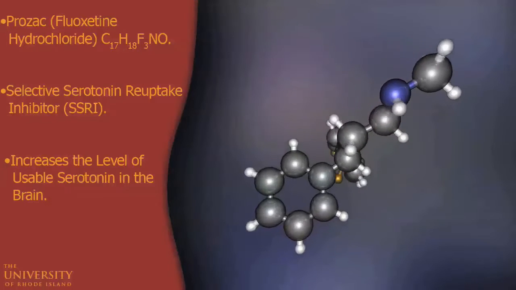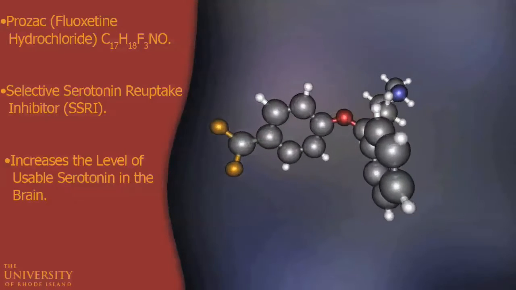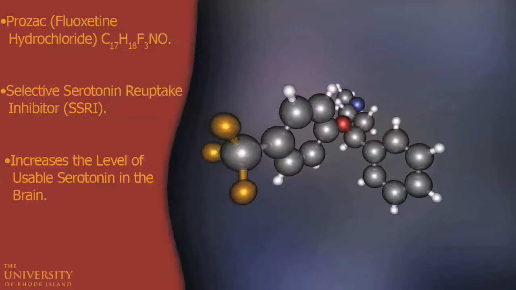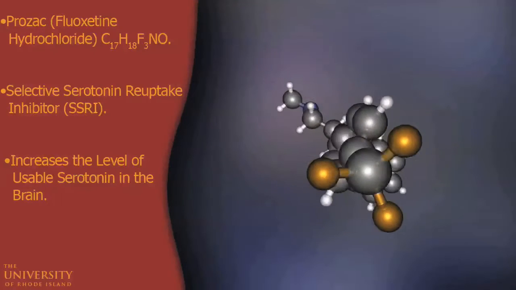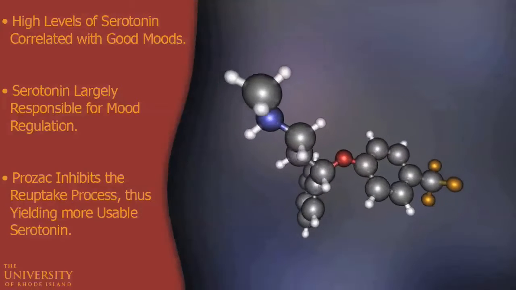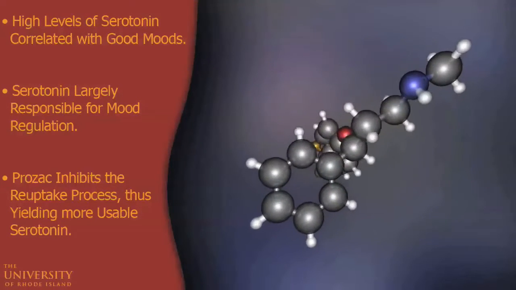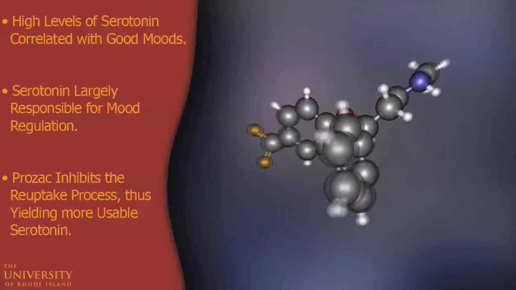Prozac is an antidepressant of the SSRI, or selective serotonin reuptake inhibitor, class. Typical of SSRIs, Prozac increases the level of usable serotonin in the brain. High levels of serotonin are correlated with good moods, as serotonin is largely responsible for mood regulation. But sometimes, moods can suffer if serotonin levels are too low.